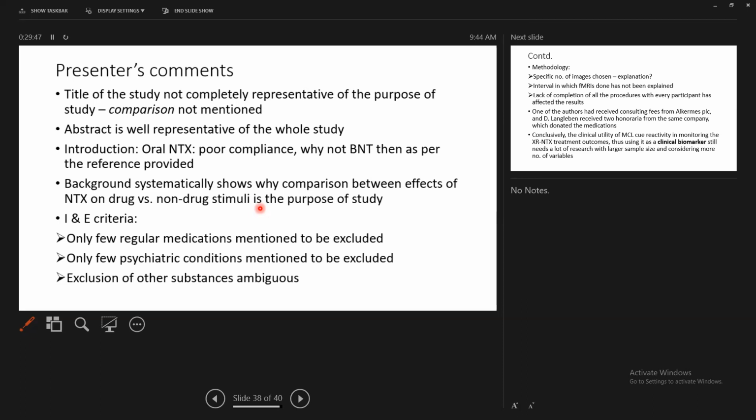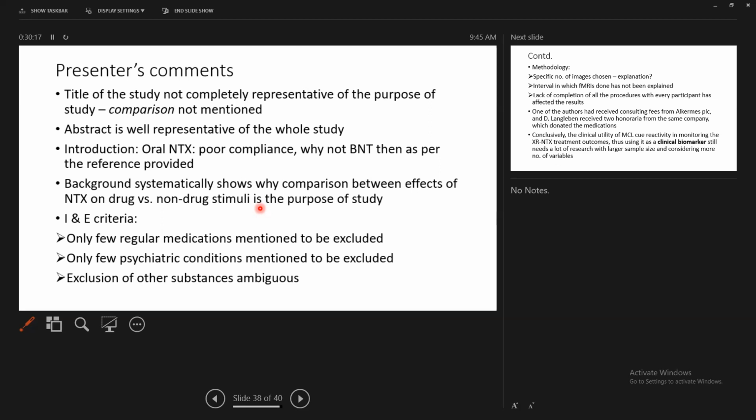I praise the abstract. Introduction, they have told that oral naltrexone has poor compliance, okay, and that's why injection naltrexone needs to be given. But they have also mentioned in the reference that BNT is behavioral naltrexone therapy. It is a concurrent naltrexone therapy that is to be given with oral naltrexone. So why did they not try BNT before trying out this injection therapy? BNT had good responses with the oral, so why did they not try that? Maybe some motive going on.